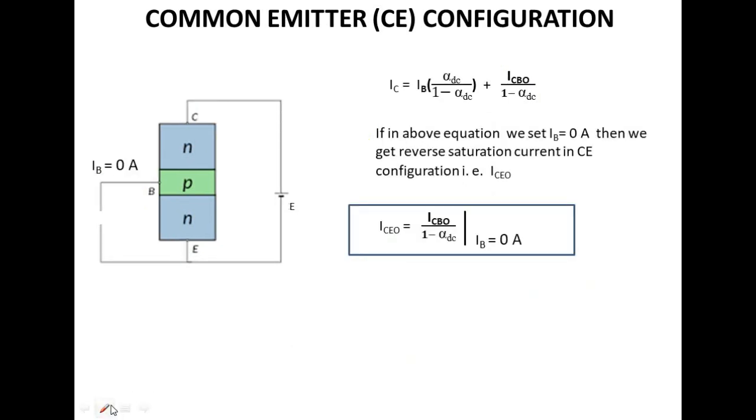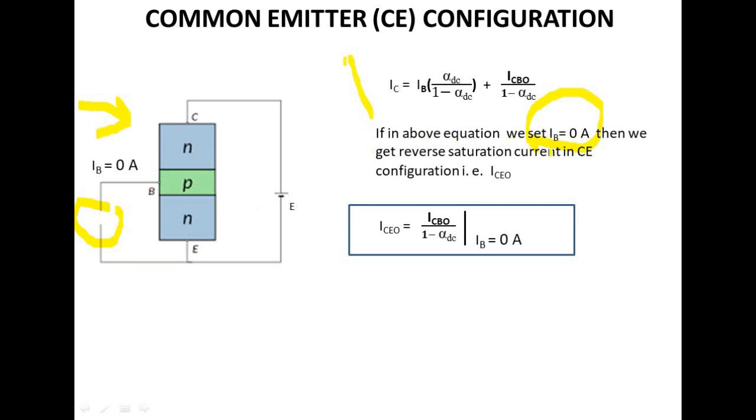Now we will study about the ICEO, that is the reverse saturation current in common emitter configuration. We have derived this relationship: IC is equal to IB alpha DC upon 1 minus alpha DC plus ICBO upon 1 minus alpha DC. If in the above equation we set IB equal to 0, when will we get IB equal to 0? Look at this diagram. We have made this terminal open. Input terminal is made open. So if input terminal is made open, there will be no current IB flowing in the terminal.